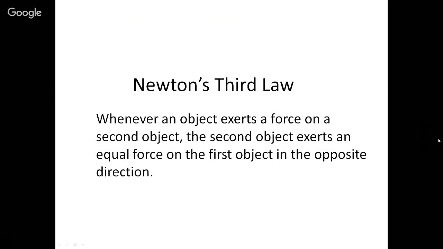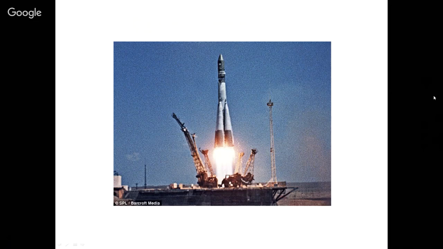Newton's third law states that whenever an object exerts a force on a second object, the second object exerts an equal force on the first object in the opposite direction. This can be seen in our rocket engine. The rocket engine pushes out gases downward. The gases in turn push up on the rocket. It is not the gas pushing on the ground, but the gas pushing on the rocket that makes it propel upwards.